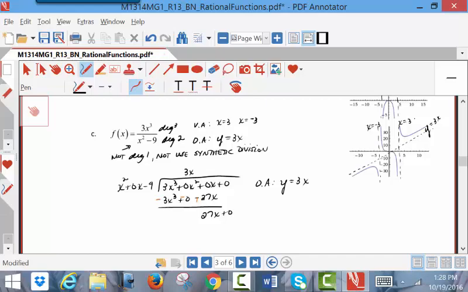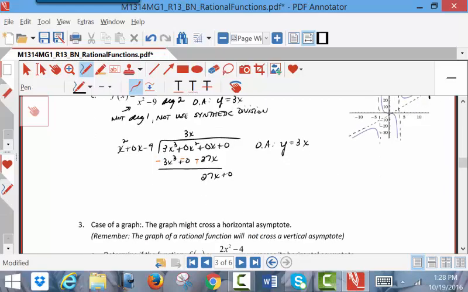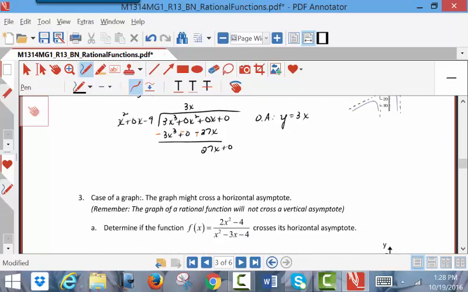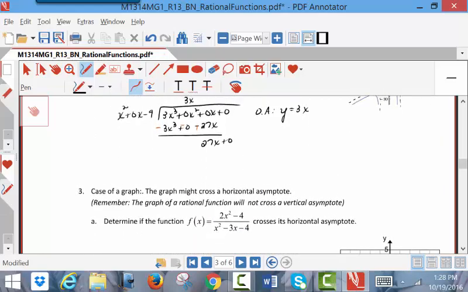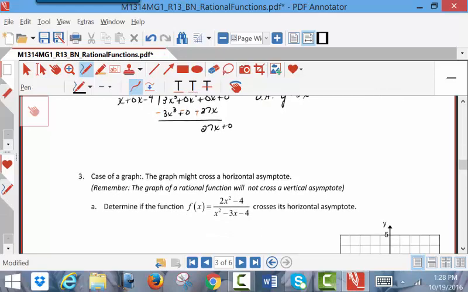So I know you must be feeling overwhelmed at this moment, but I promise it gets better. It gets a little better when we do some examples. The oblique asymptote is the most difficult one. Okay, so don't panic on me. Do not panic.